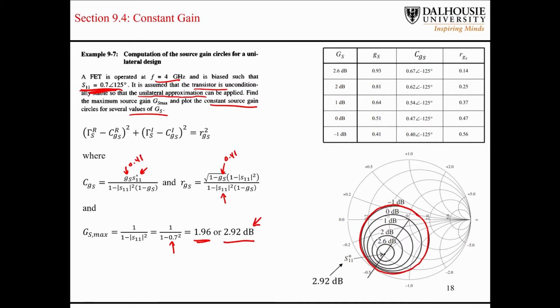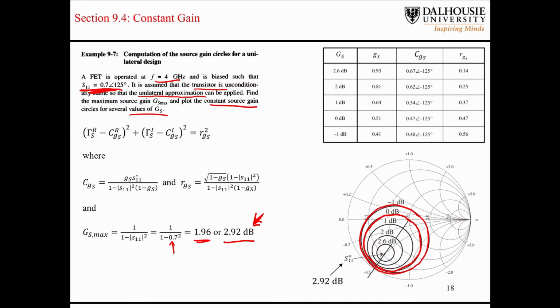Next, we can plot another constant source gain circle for 51% of this maximum gain. Again, we plug in 0.51 for GS, and we plug in our value for S11 that's given in the problem, and we end up with another circle that has a center at this location and a radius of this. This corresponds to a gain of 0 dB, which is this circle here. We can continue to look at all of the other values that are in the table here.